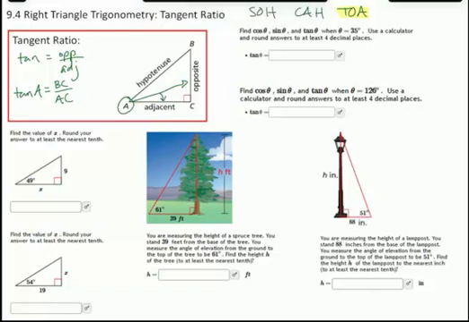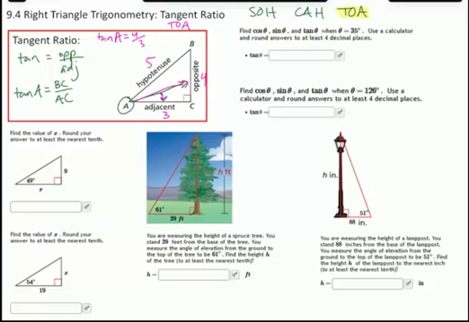If we gave these lengths, let's call this a 3, 4, 5 triangle, the common triple. If we were looking for the tangent of A, the tangent is TOA, and I'll always refer back to this acronym. TOA is opposite over adjacent. Opposite A would be a side of 4, and the adjacent would be a side of 3. So the tangent of angle A is 4/3.